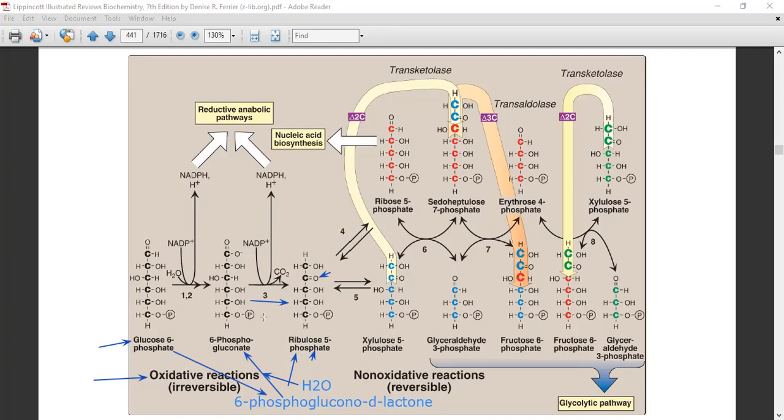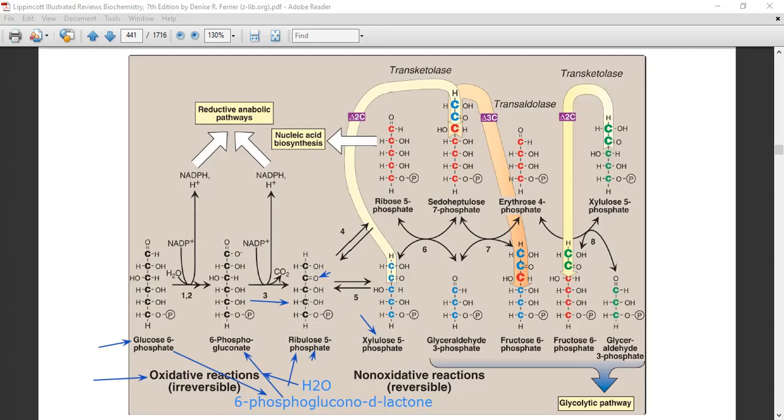Okay, then in the non-oxidative phase, first ribose 5-phosphate is converted to xylulose 5-phosphate by an epimerase. And remember, the non-oxidative reactions are all reversible. An epimerase in what way? You can see here carbon number 1, 2, 3, 4.